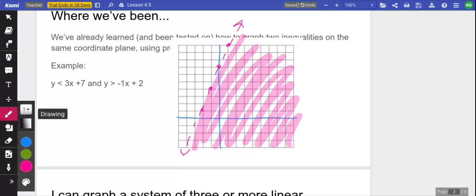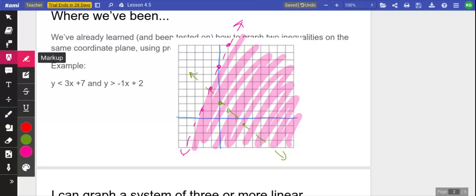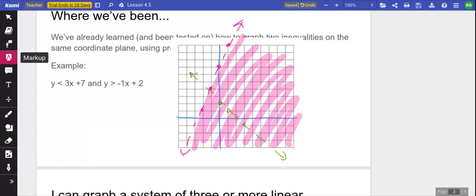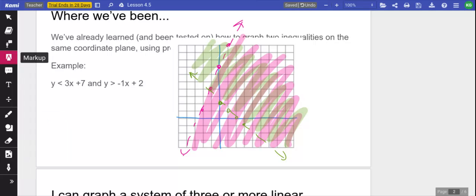Okay, the second one is y is greater than negative 1x plus 2. So I start at 2 and go down 1 over 1. This one is also dashed. And it's shaded greater than, so I'm going to shade above. And so I look for the area where the two shaded areas cross, and that's everything in here.